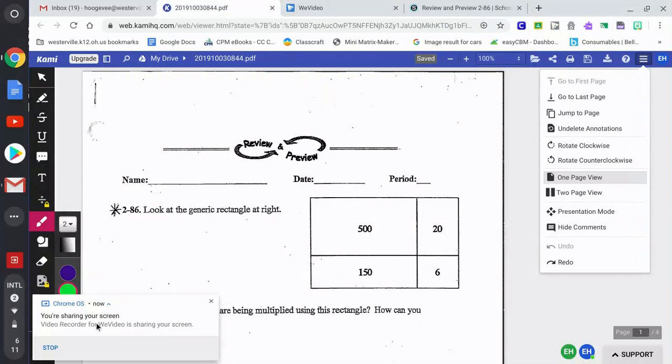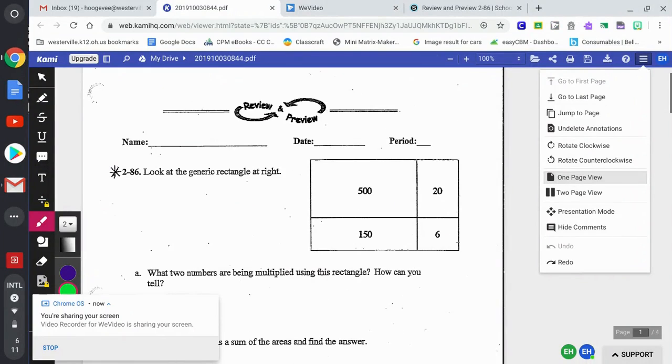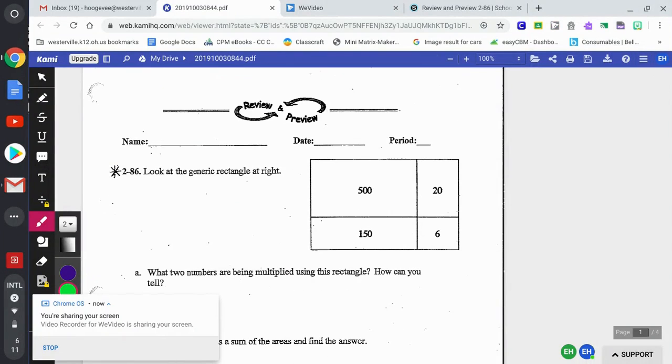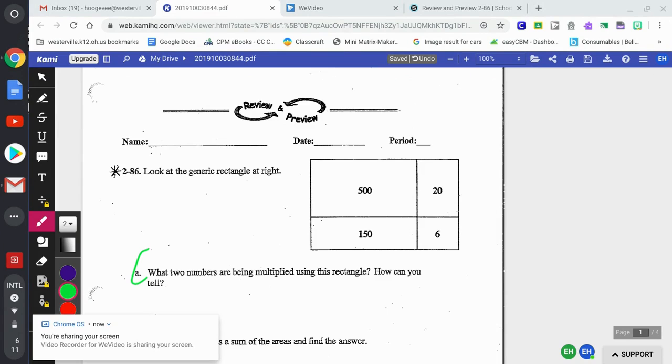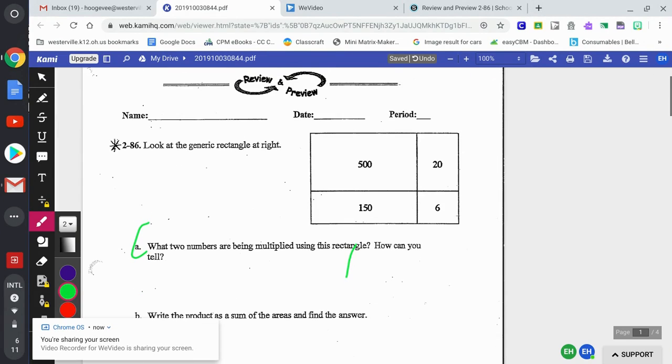Tonight's homework is 286 through 290. First problem here, you have a generic rectangle. You're supposed to find what two numbers are being multiplied to use this rectangle. How can you tell? So I'm going to look at my two numbers on top and bottom.